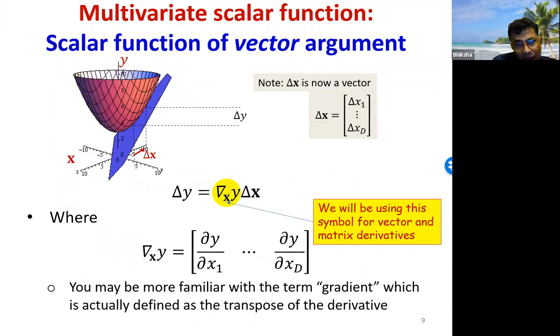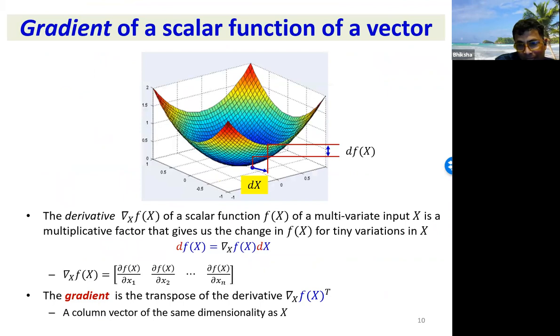But then what exactly does the gradient stand for? Let's look at this again. Now, if I have a function f of x, a scalar function of a vector, then I can write df of x is this derivative f of x times dx. This is just what we saw. The derivative is just a row vector of partial derivatives. The gradient is the transpose of the derivative.